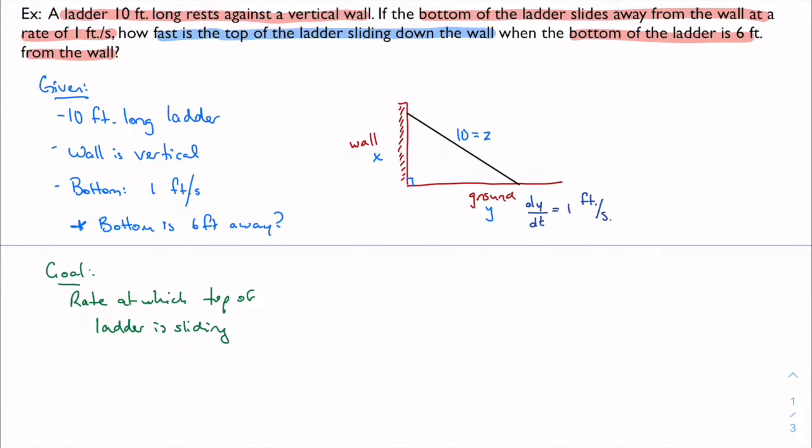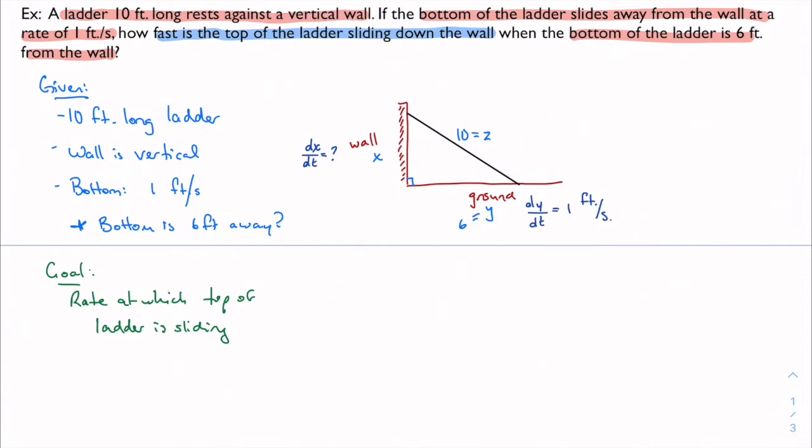I don't know how fast the top of the ladder is sliding down the wall. But that's okay because I'm being asked to solve for it. And I'm doing this at the instant when the bottom of the ladder is 6 feet from the wall. So for this purpose, we're going to assume that y is equal to 6.